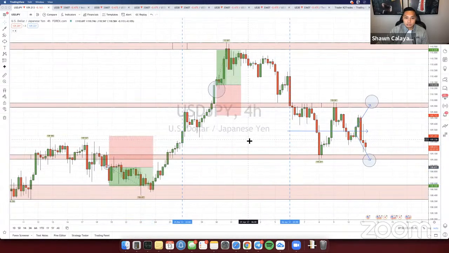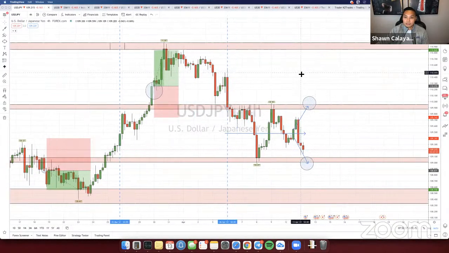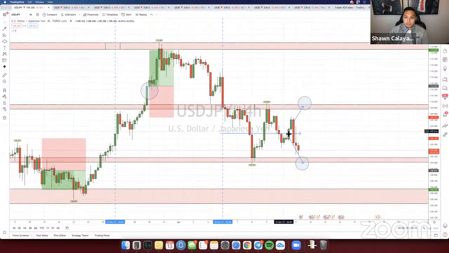So as you can see, it goes both ways. If it closes above, you can take the buy. If it closes below, you can take the sell. But either way, that's pretty much what we would be anticipating for something like this. So other than that, that's pretty much my analysis for UJ.